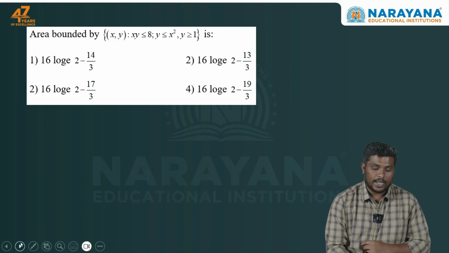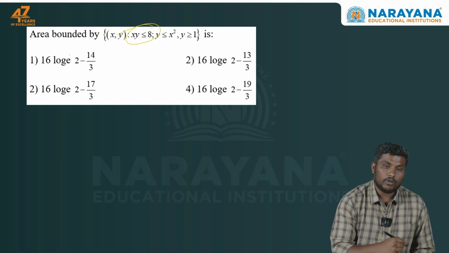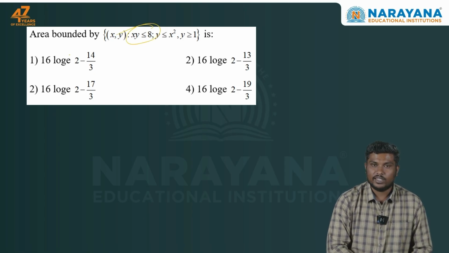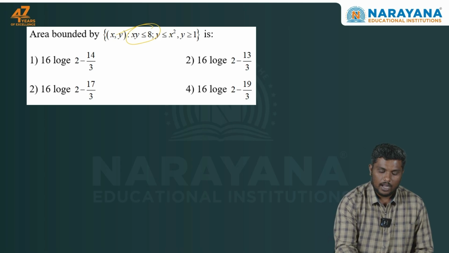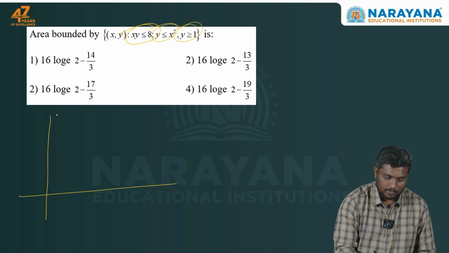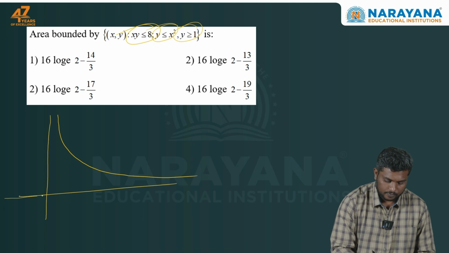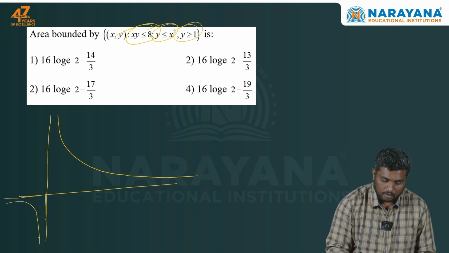The next question is: area bounded by the curve xy less than or equal to 8. Basically, xy is equal to 8 is a rectangular hyperbola, and then we have a parabola and a straight line. So if you sketch the curve, xy is equal to 8 is something like this, and y is equal to x square.